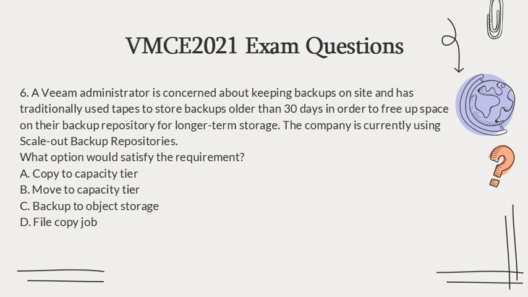A. Copy to capacity tier. B. Move to capacity tier. C. Backup to object storage. D. File copy job.